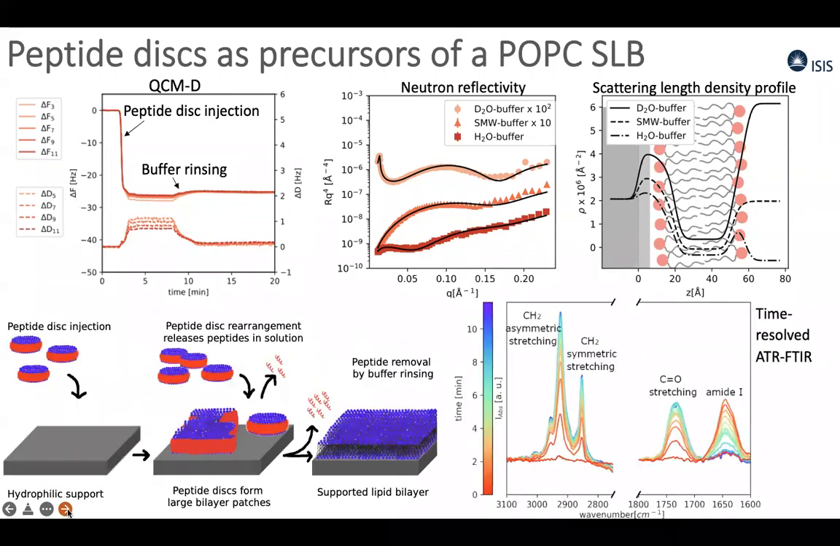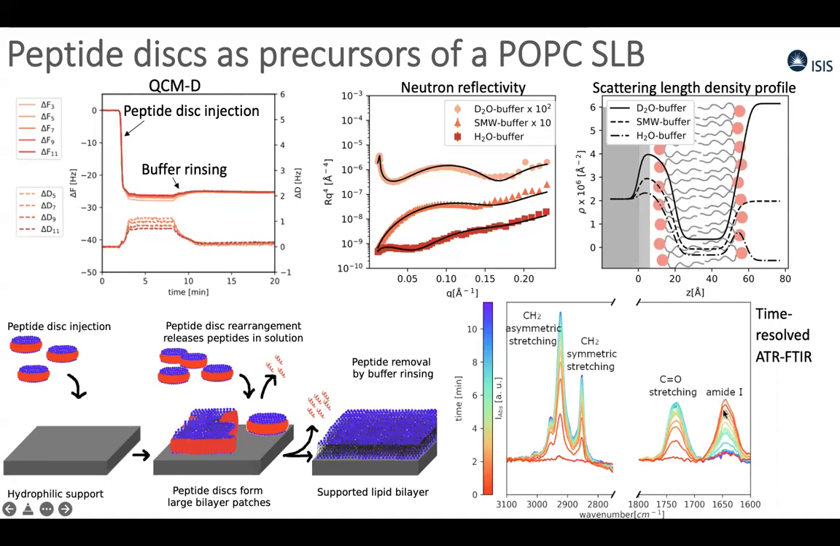We also collected time-resolved infrared data to investigate the mechanism through which the peptide disk formed the supported layer. In the spectra, you can see on the left side the characteristic signal of the lipids, and on the right side the amide I band that is characteristic of the peptide. You can see that the intensity of the bands increases quite rapidly during the injection of the peptide disk.